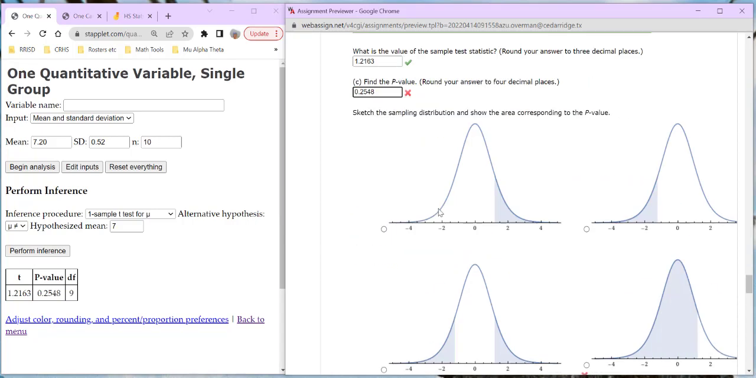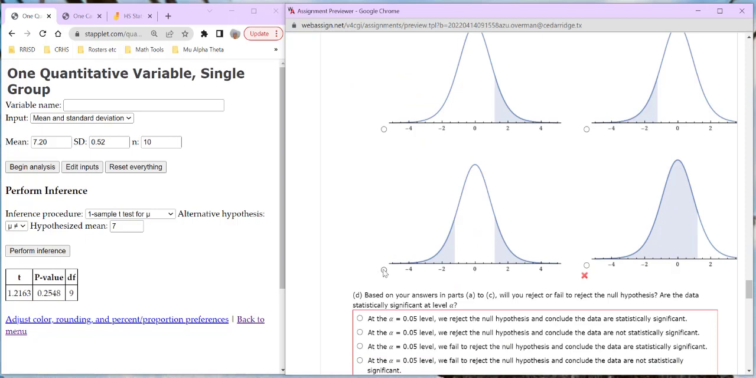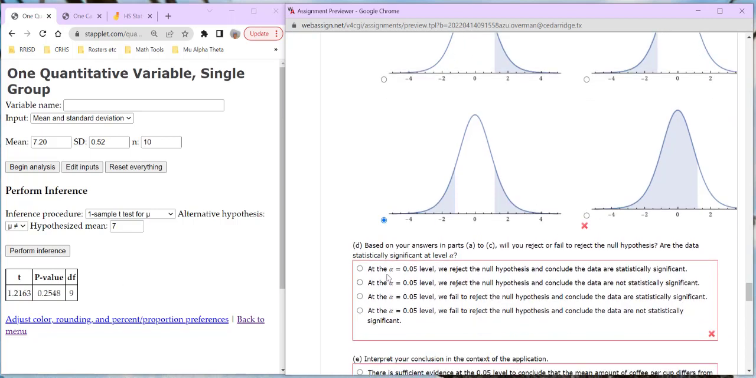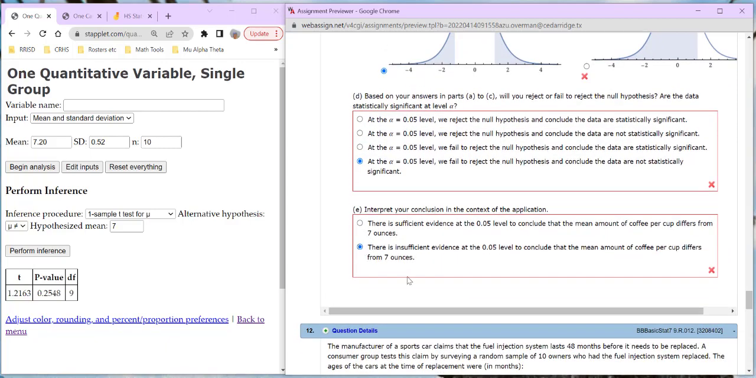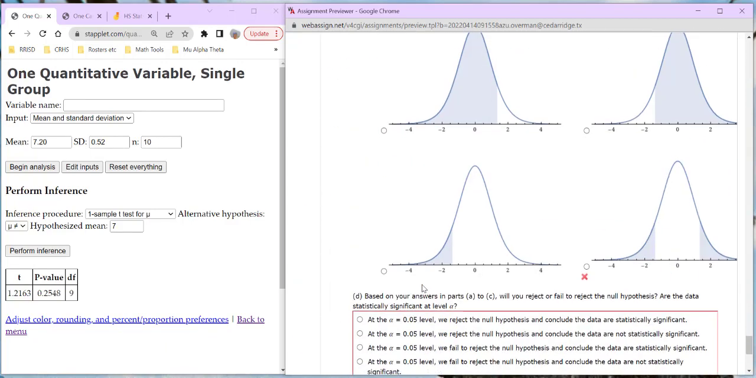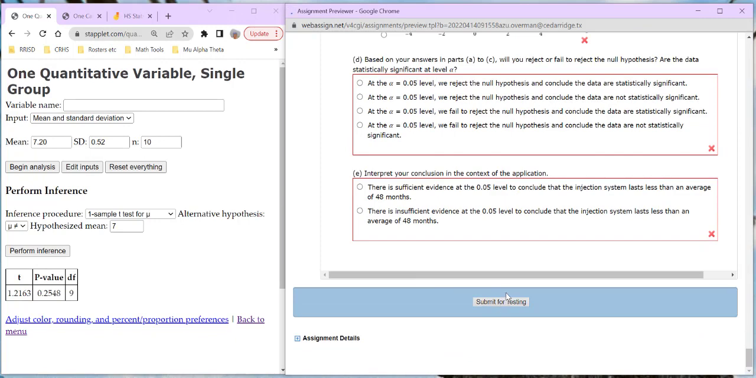And in this case, when we have not equals to, we have both side shading. So both, we look at low and high values. And our p-value is pretty high, so we're definitely going to fail to reject for insignificant data, not for significant, and say we don't have enough evidence. All right? One more after this.